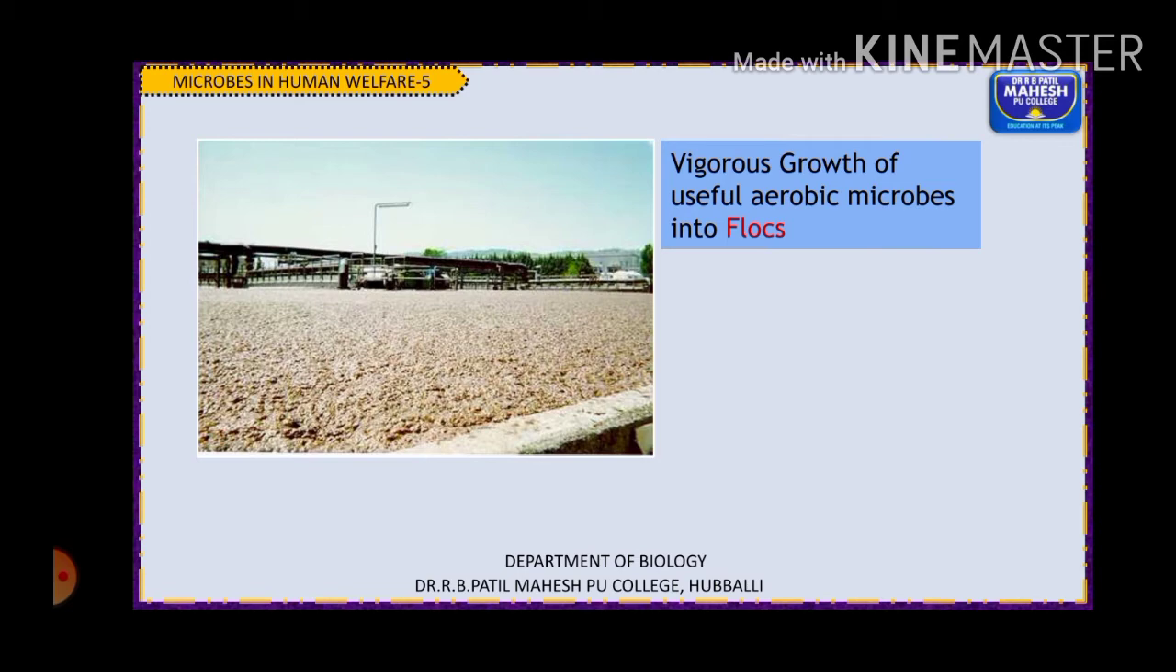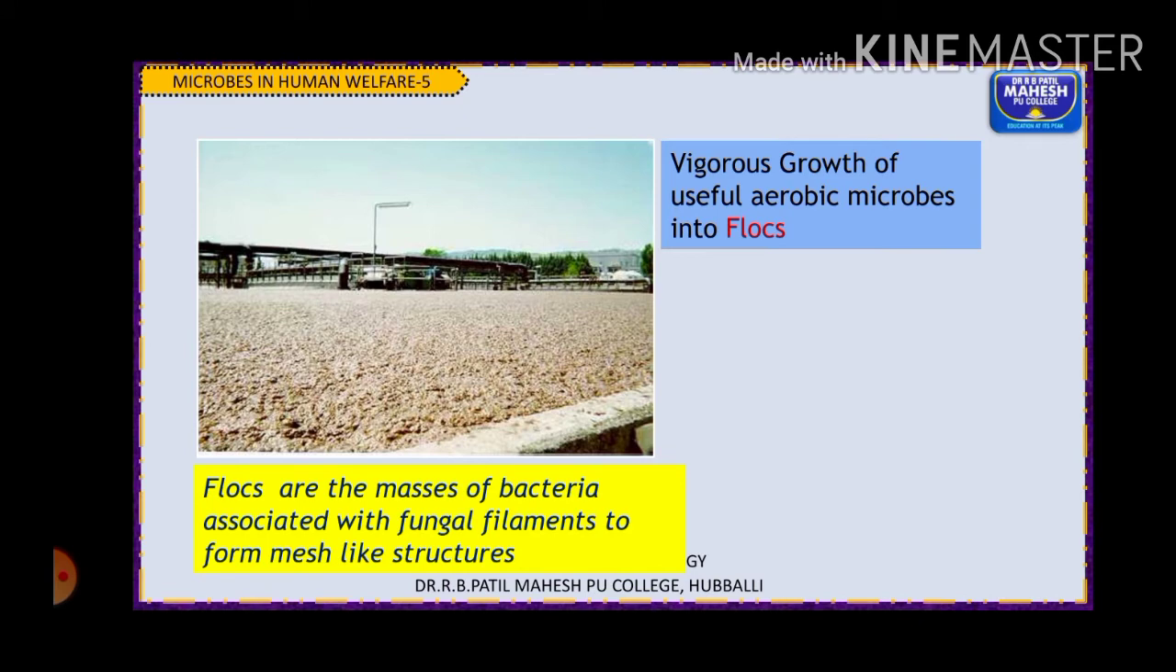Remember the term for 1 mark. So what do you mean by flocs, children? Flocs are nothing but masses of these microorganisms, both bacteria as well as fungi. So you can see that the mass of bacteria as well as fungal filaments grow rapidly inside that aeration tank. So it just forms a mesh-like structure.